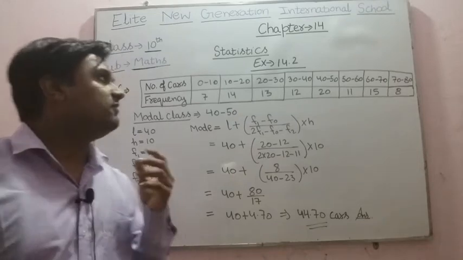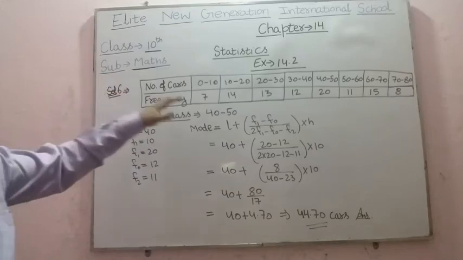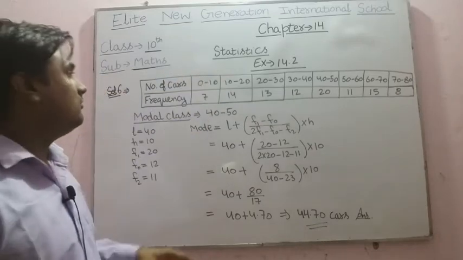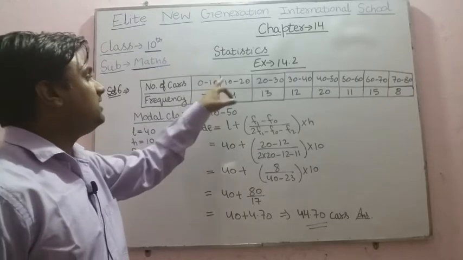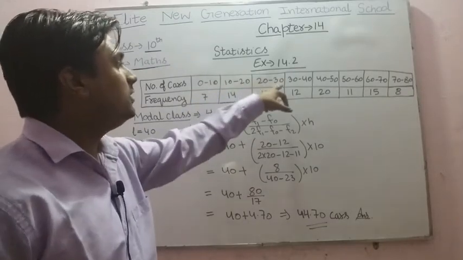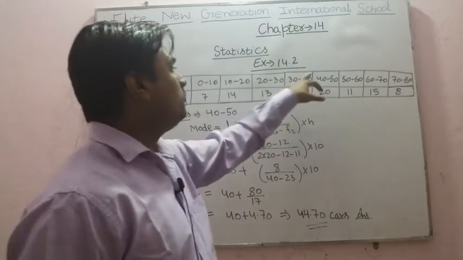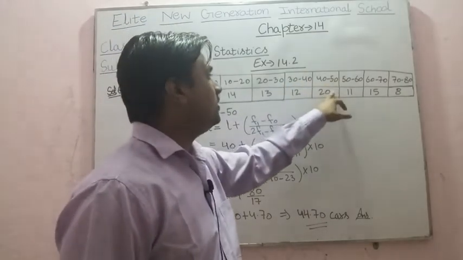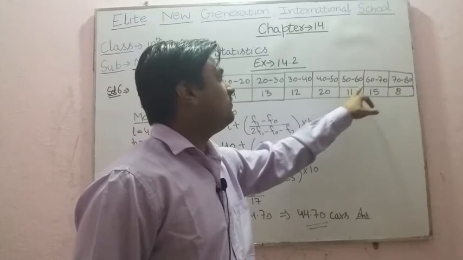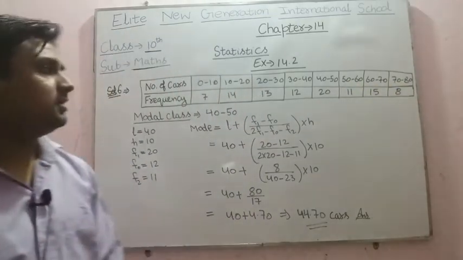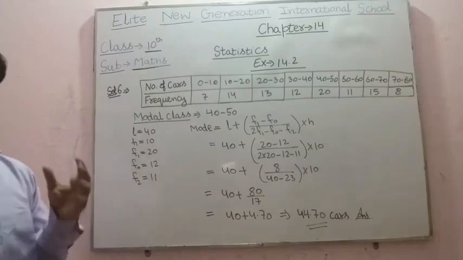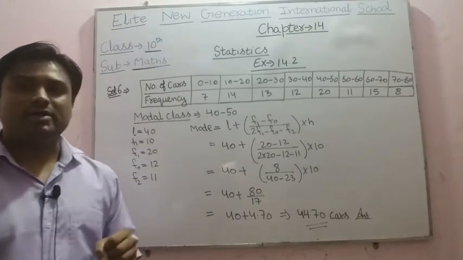So here we have been given this table. In this table, the number of cars according to class interval. So here 0 to 10, frequency 7; 10 to 20 is 14; 20 to 30, 13; 30 to 40, 12; 40 to 50, 20; 50 to 60, 11; 60 to 70, 15; and 70 to 80 is 8. So here we have to find its mode, that is the highest number of cars passing through the road.